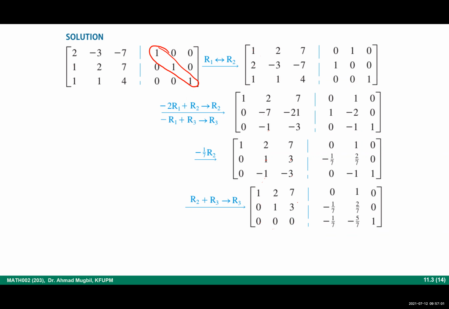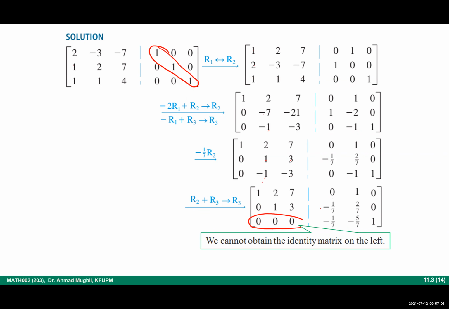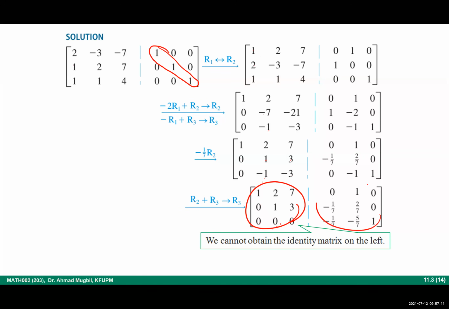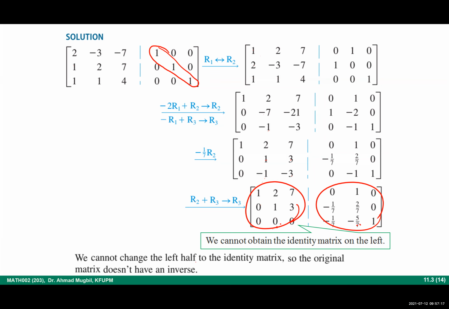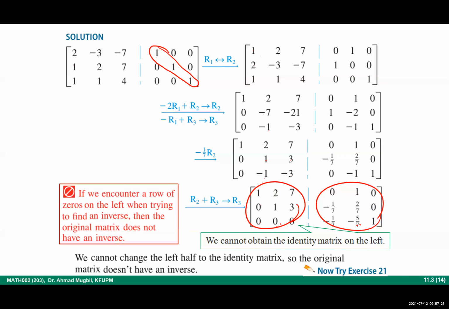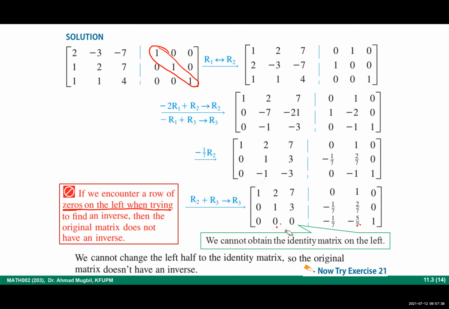We have a row here that consists entirely of zeros, and in this case we cannot obtain the identity matrix on the left. If you cannot have the identity matrix here, then you cannot have the inverse here. In this case, we cannot change the left half to the identity matrix, so the original matrix does not have an inverse. Always, when we have a row consisting entirely of zeros on the left, this means that the original matrix is not invertible. It has no inverse.